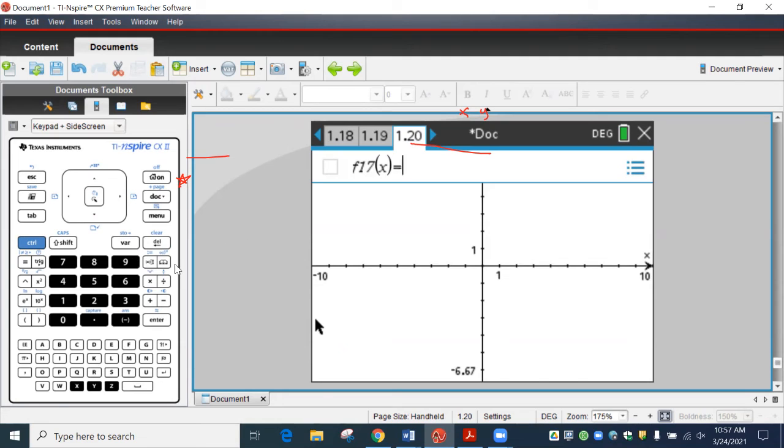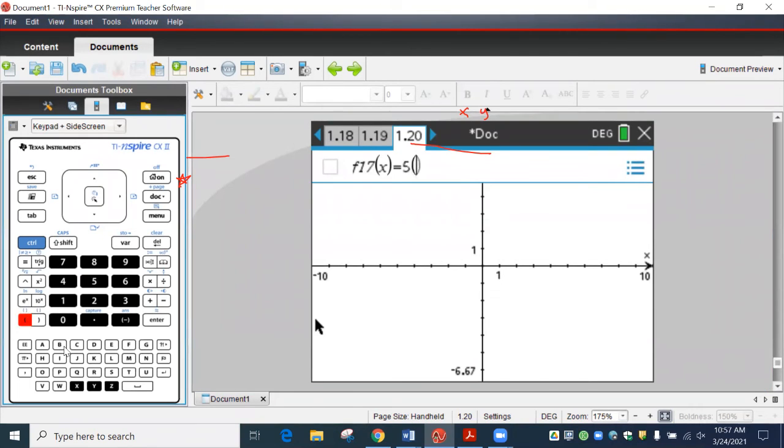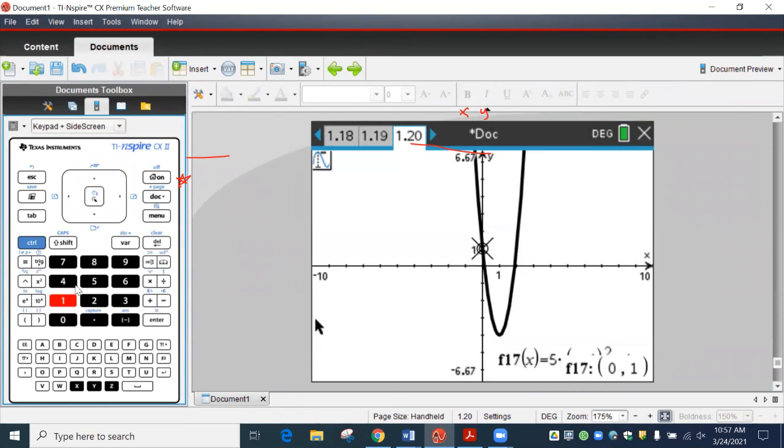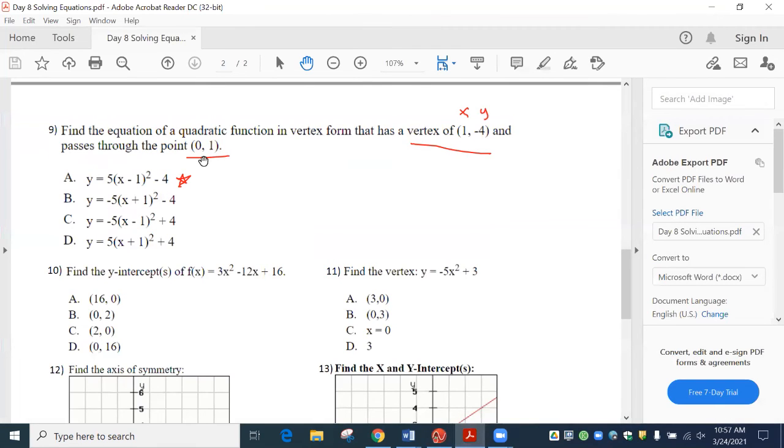So we got 5 parentheses X minus 1, those parentheses squared minus 4. And then you, okay, so on this one, I am hitting menu 5-1 because I'm looking for points. I'm not trying to look for an equation. So those of you who are struggling, when do you hit menu 5-1? When do you make it change? If you're looking for points, we're going to hit menu 5-1.